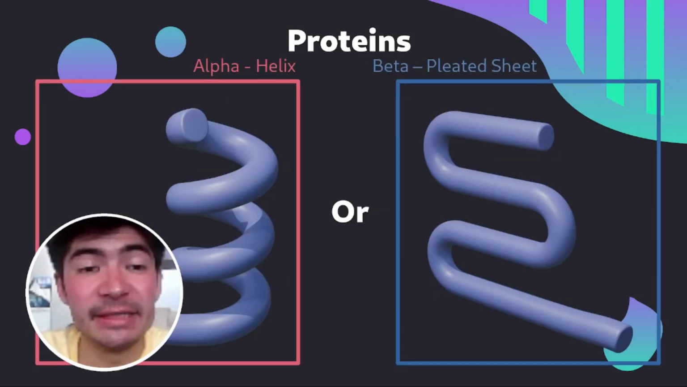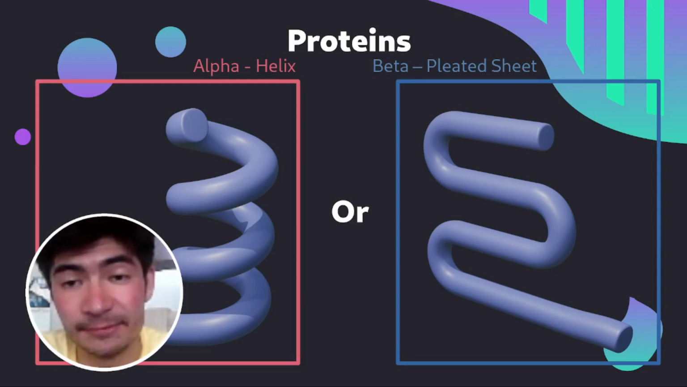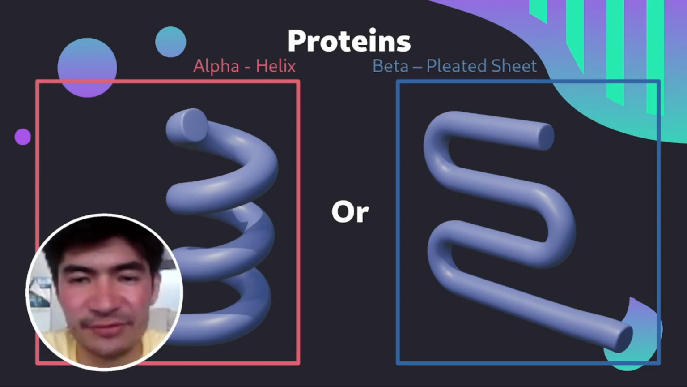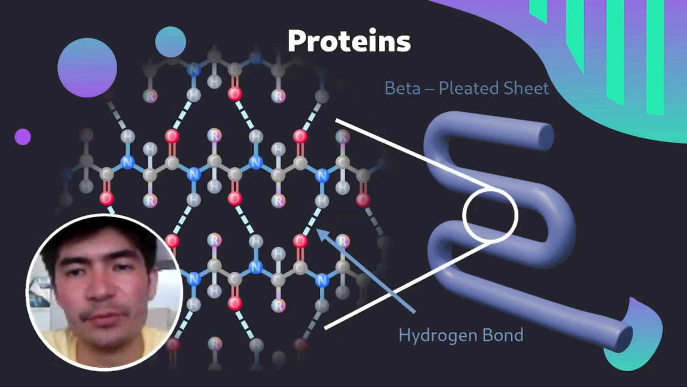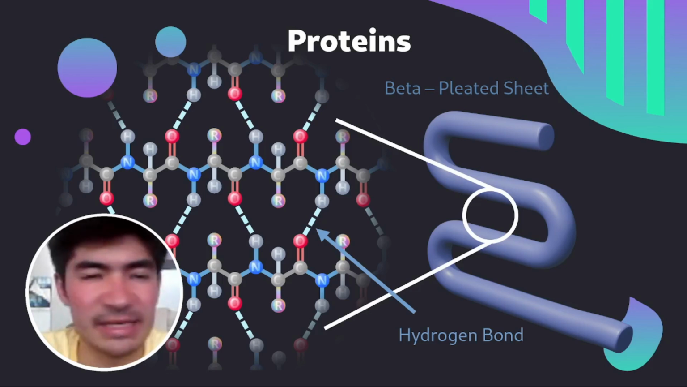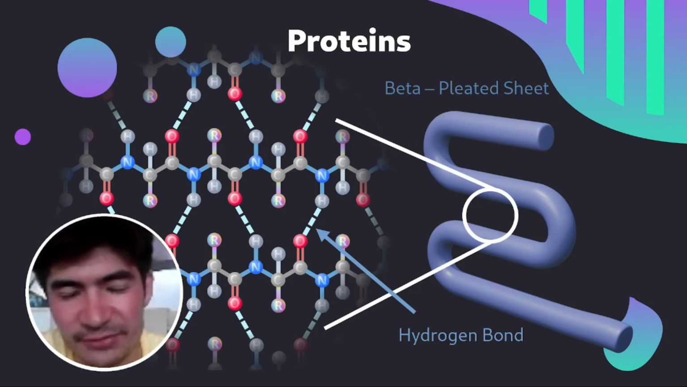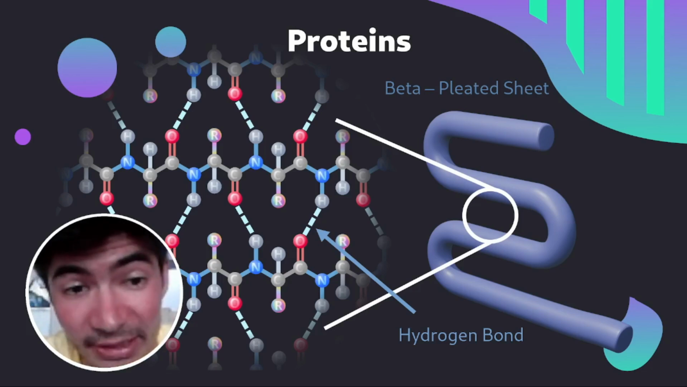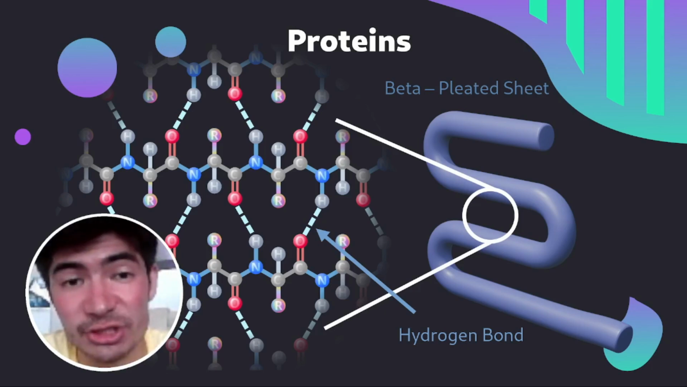So the protein can either become an alpha helix or a beta pleated sheet on the right. These are just two different structures the protein might go into. It can do this zigzag formation, or it can do the helix. For the beta pleated sheet, it's the same thing that holds it together, but for whatever reason it forms a different shape. Instead of the helix, it does this zigzag. It's hydrogen bonding between an oxygen and a hydrogen of the amino acid above it or below it, and that's what holds it in this shape.